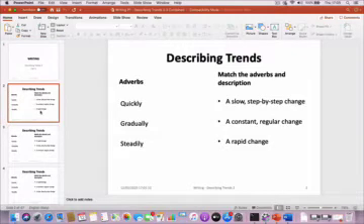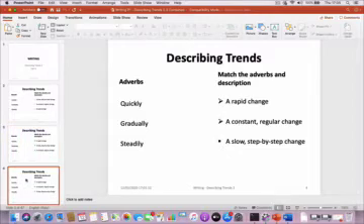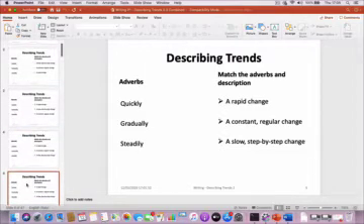Describing trends. What we're doing now is we're looking at the movement of the line in a trend. We have several adverbs here: quickly, gradually, steadily. We need to match them to the adverb and the description. We look at quickly first. Quickly means a rapid change. Gradually refers to a constant, regular change, something that's steady. Steadily is slow, step by step.